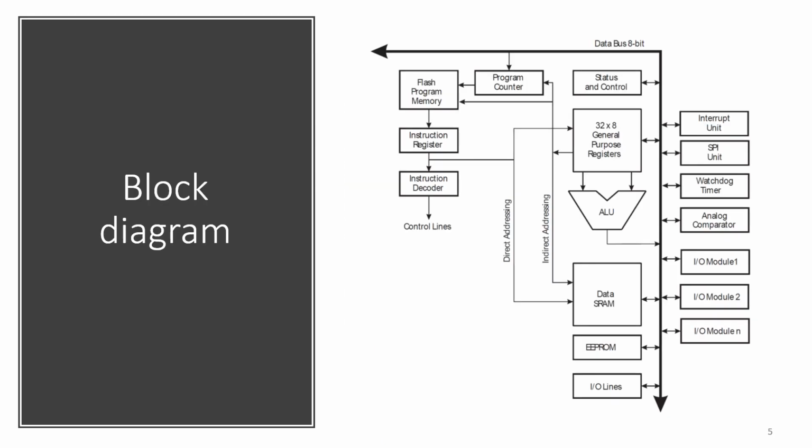In order to maximize performance and parallelism, the AVR uses a Harvard architecture with separate memories and buses for program and data. The instructions in the program memory are executed with a single level pipelining. While one instruction is being executed, the next instruction is prefetched from the program memory. This concept enables instructions to be executed in every clock cycle.